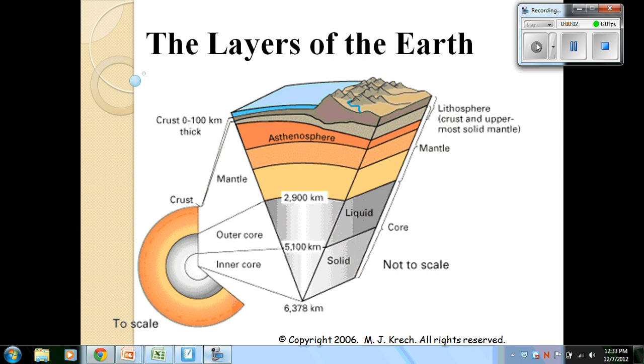Okay, so this should be a review of the layers of the Earth. It shouldn't take too long, so just bear with me for a moment. This gives you a cut through of exactly what it looks like. This is to scale with your kilometers and your thickness.